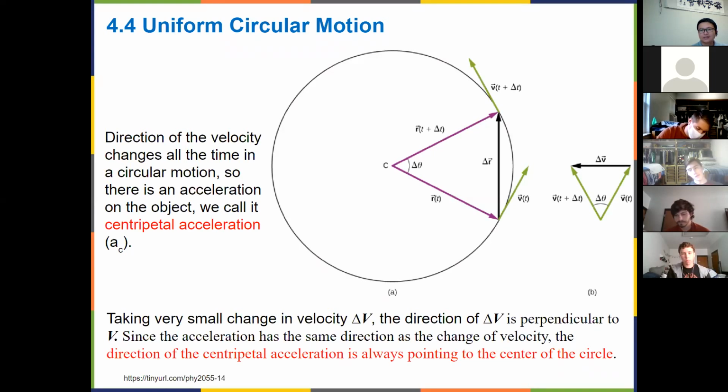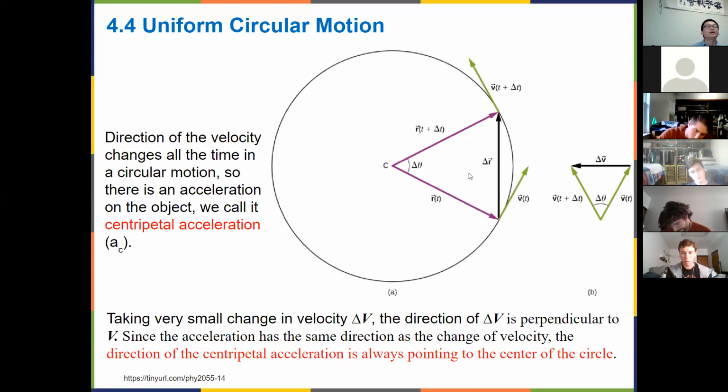In that case, the velocity actually is changing all the time, because velocity has a magnitude, which we call speed, and also has direction. For uniform circular motion, the direction of velocity changes all the time. You can see this v of t on the graph here. At the instant t, it's pointing in this direction. At the later instant t plus delta t, it's pointing in a different direction. Although its length doesn't change, meaning speed doesn't change, the direction changes all the time, so the velocity is changing all the time.